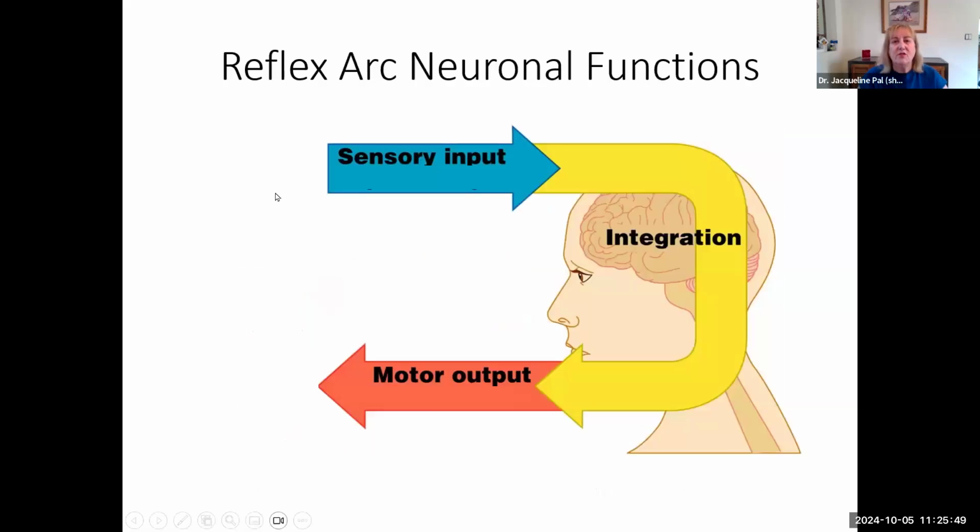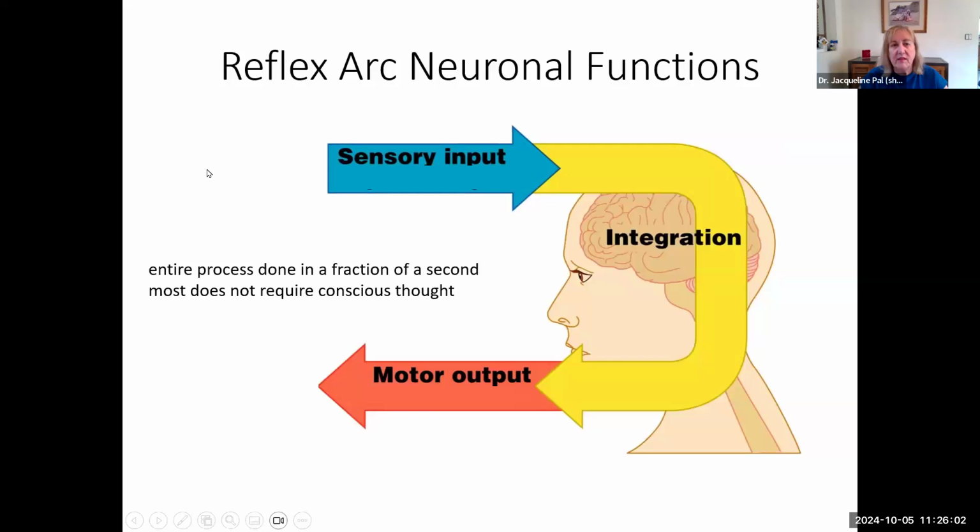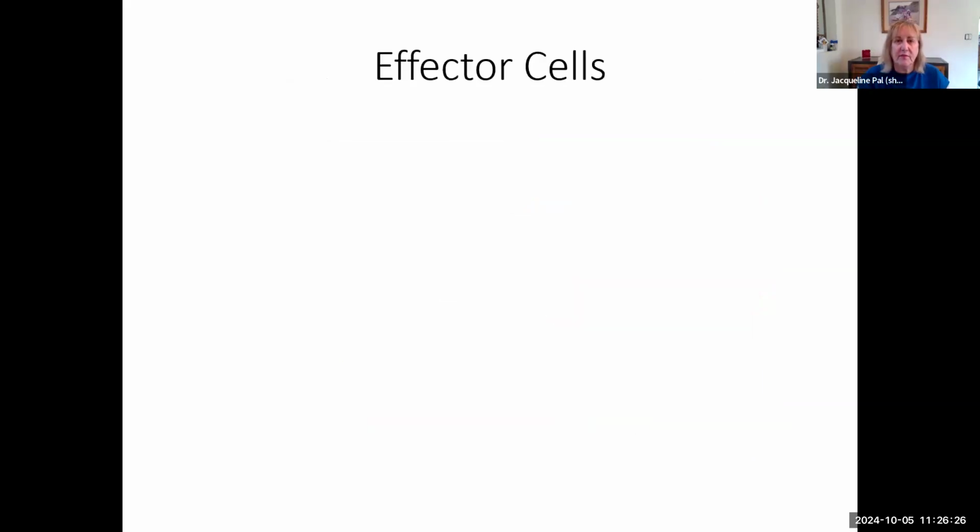So when we look at the neuronal functions in the reflex arc, we have sensory input, integration, and motor output. Very straightforward, in the correct order. But before the sensory input, we would have to have a receptor, and after the motor output, we would have to have an effector. So this entire process is done in a millisecond and does not require any conscious thought on your part. In fact, conscious thought on your part, that pan was hot, usually occurs after the motor output has already been done.